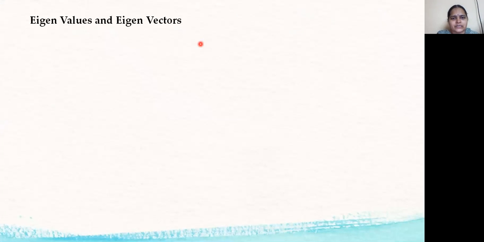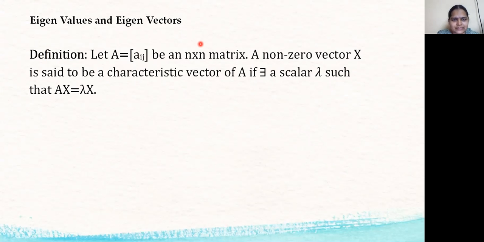Eigenvalues and eigenvectors are defined on a square matrix. So, first we take the generalized n by n matrix A, A equal to [aij], an n by n matrix. A non-zero vector x is said to be a characteristic vector of A if there exists a scalar lambda such that Ax equal to lambda x.